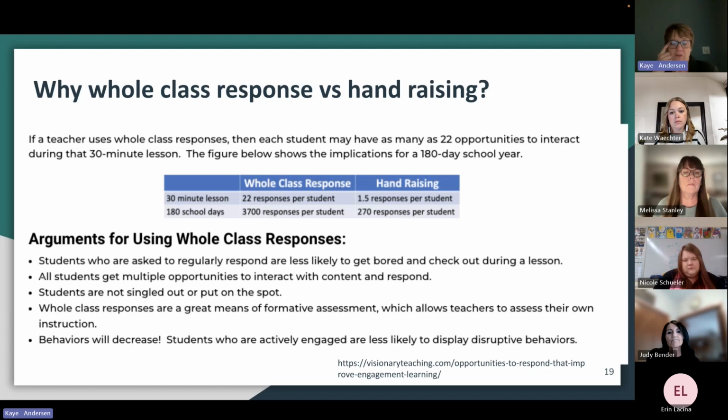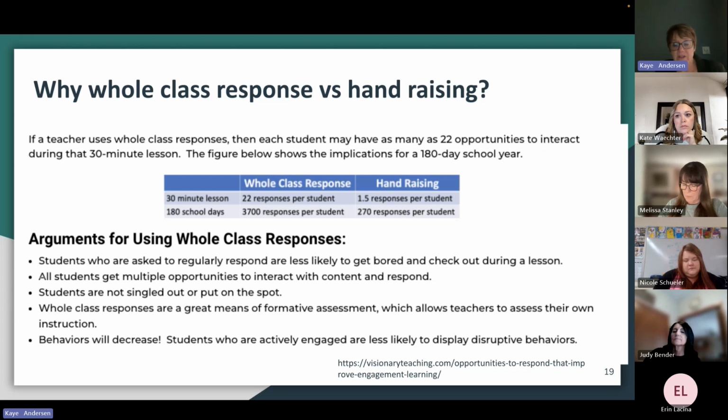If I look at that over a whole 180 days, if those kids have responded 22 times during one class period, that's 3,700 responses per student. If I'm calling on students or they're volunteering, whichever way we do that, that would only be 270 responses by the time we have got through an entire year of instruction.